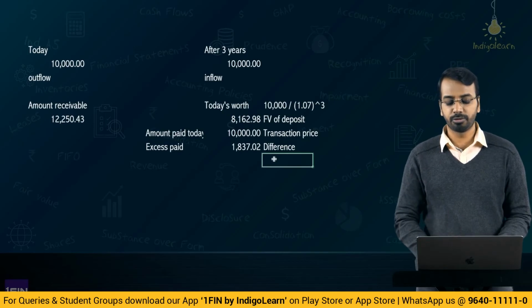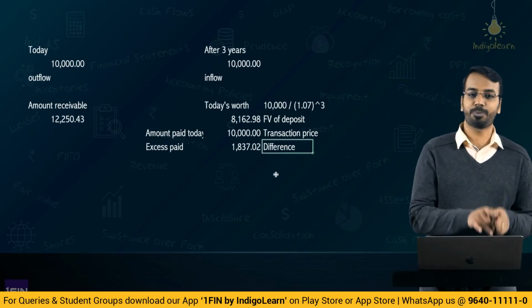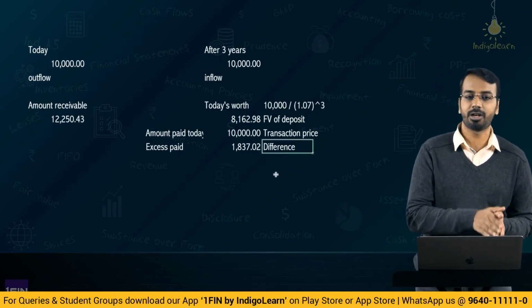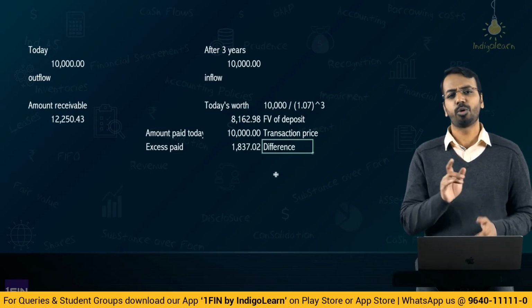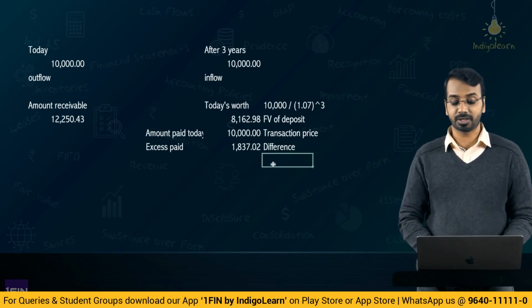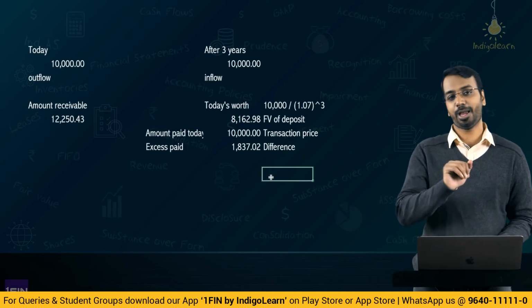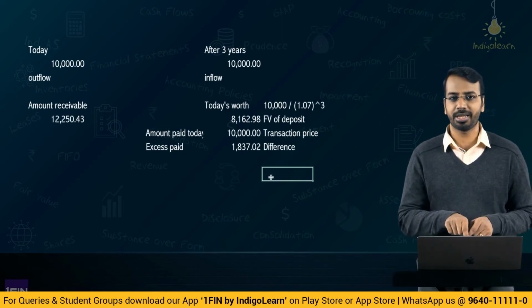Now what do we do? What do we do with this difference? See, we cannot take it to the P&L because it is not based on level 1 or observable inputs. Then what do we do with such differences? In case of such differences, it has to be deferred and amortized. Now how do we defer and amortize?